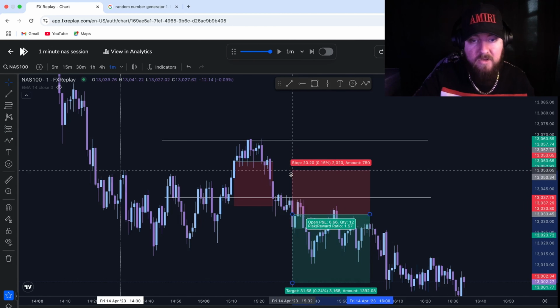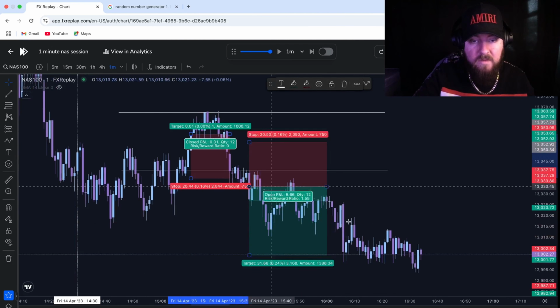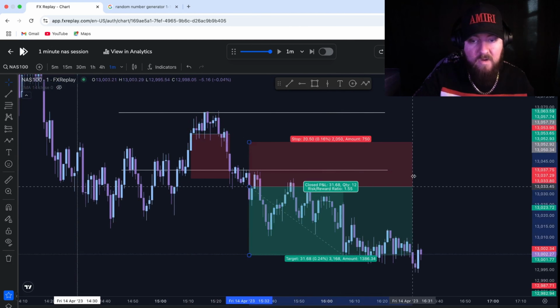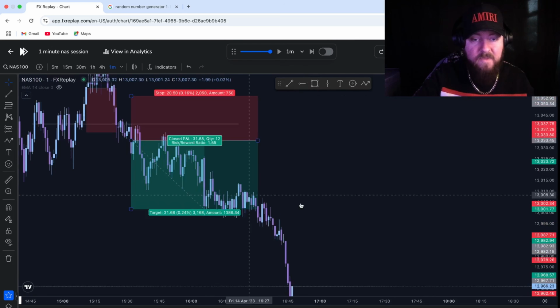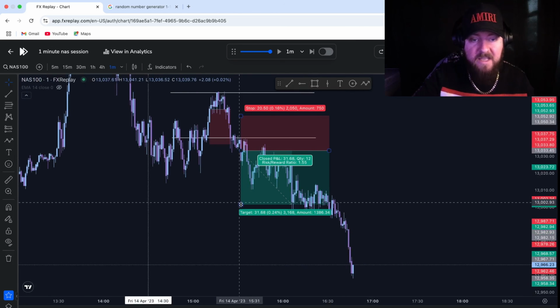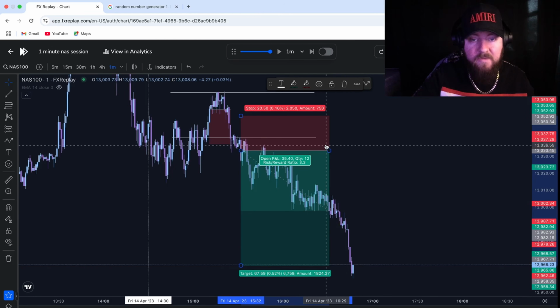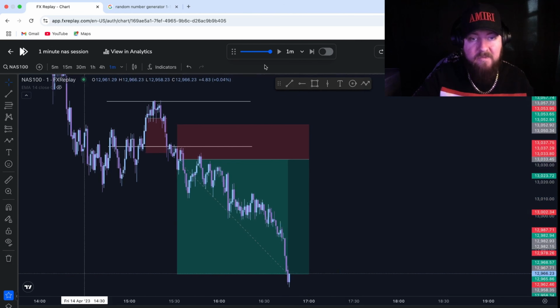20 pip stop loss. And try and get back like a 1 to 2. It'll be a 1 to 5 up so far. There we go. So there we go. Yeah, price did end up dropping, but I would have got back what I lost the first time around. That's the point I'm trying to make.